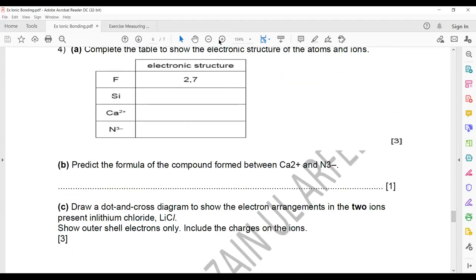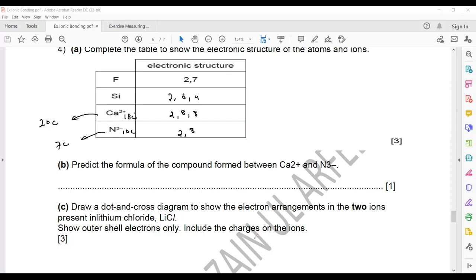Then complete the table. This question we already did. For silicon, we'll use a periodic table. Silicon has 14 electrons, so it will be 2, 8 and 4. A calcium atom has 20 electrons, but this is a calcium ion, so it will have 18 electrons, and the electronic configuration is 2, 8 and 8. Whereas a nitrogen atom has 7 electrons, but it's a nitrogen ion, so it will have 10 electrons as the charge is -3. So it will be 2 and 8.